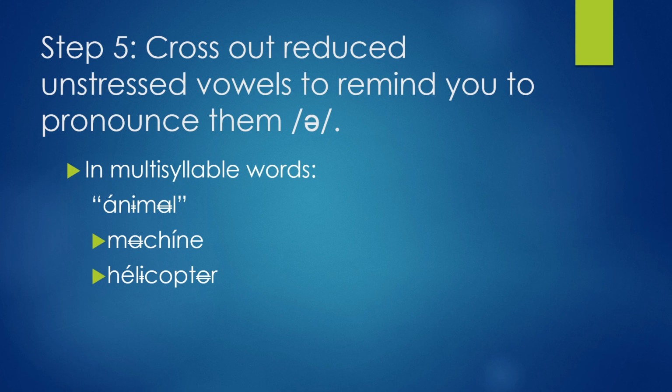Step 5. Cross out reduced, unstressed vowels to remind you to pronounce them. For example, in multisyllable words like animal, the I and the second A are reduced to a. Machine, the A is reduced to a. Helicopter, the I and the second E are reduced to a. Animal, machine, helicopter.